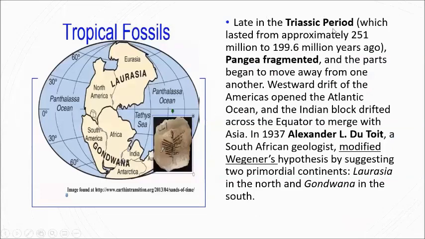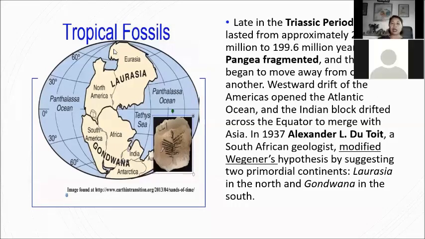Okay, so late in the Triassic period, which was the first period of the Mesozoic era, which occurred 251 million to 199.6 million years ago, this Pangaea fragmented, and the parts began to move away from one another. Okay, westward drift of the Americas opened the Atlantic Ocean, and the Indian bloc drifted across the equator to merge with Asia.